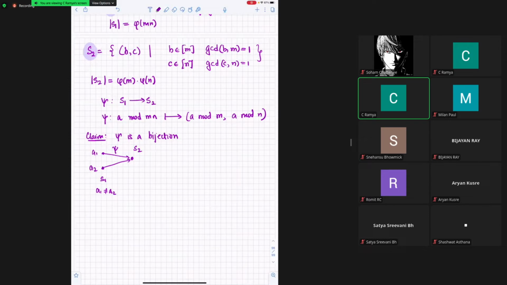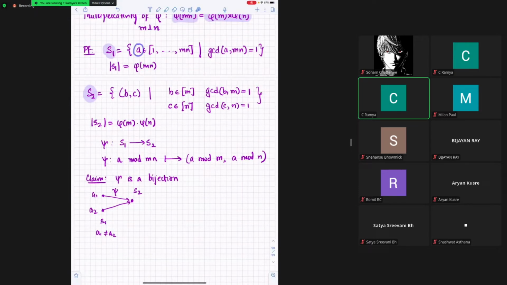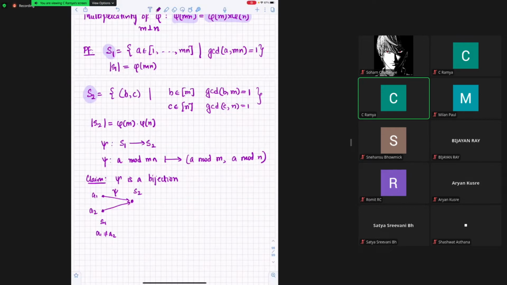Right? Another way of seeing this is you look at a number, some number here or some number here. Then divided by M, it leaves a remainder A1. So A1, when divided by M, leaves some remainder, and A2, when divided by N, leaves a remainder. Both of these remainders are the same. So A1 is congruent to B mod.